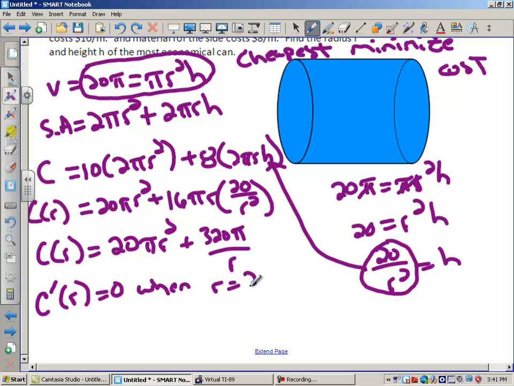So if the radius is 2, well, what's the height? Well, the height is 20 divided by r squared. So the h is 20 divided by 4, which is 5. So that's the question: the radius and the height of the most economical can.